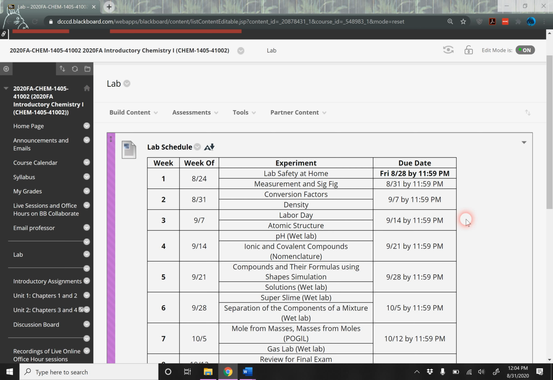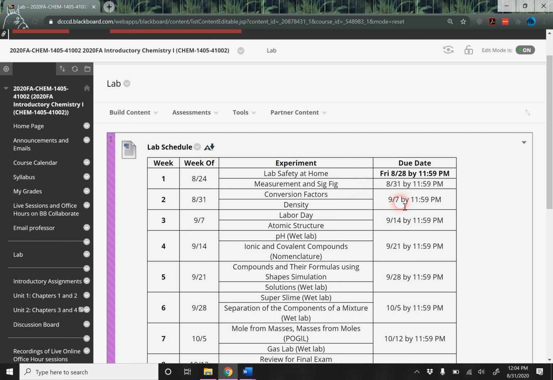Hi everyone, I just want to go over a few things with today's lab with you. So if you come to your calendar, this is the week of the 31st, you will see that for the Monday you are supposed to be doing the conversion factors lab. And then on Wednesday we'll do the density lab. And these are both paper labs, so if you don't have your lab kit yet, no worries.